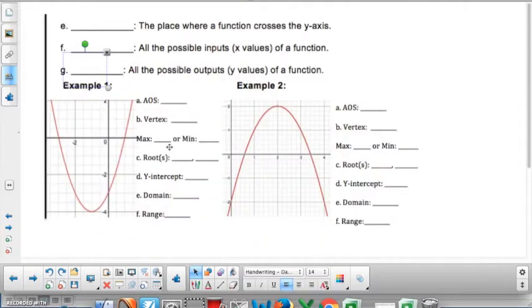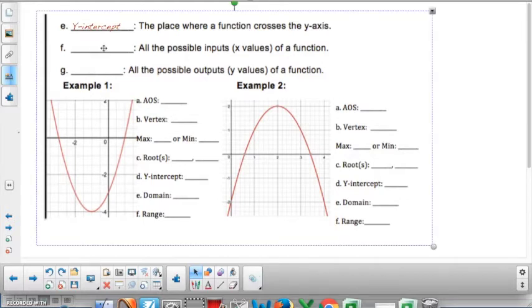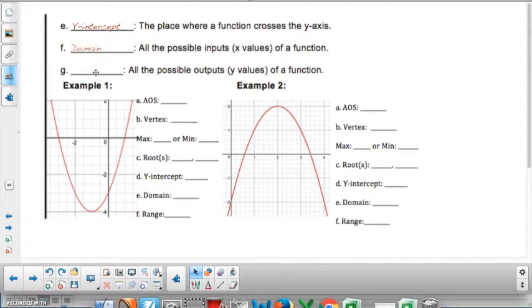We've got a couple more things I want to talk about. The place where a function crosses the y-axis is simply known as the y-intercept. All of our possible x values of a function, or inputs, is the domain. This is something we've seen over and over again. And all the possible outputs of a function are the range. So go ahead and pause and get all those words copied down if you haven't already. They should also be in your glossary.